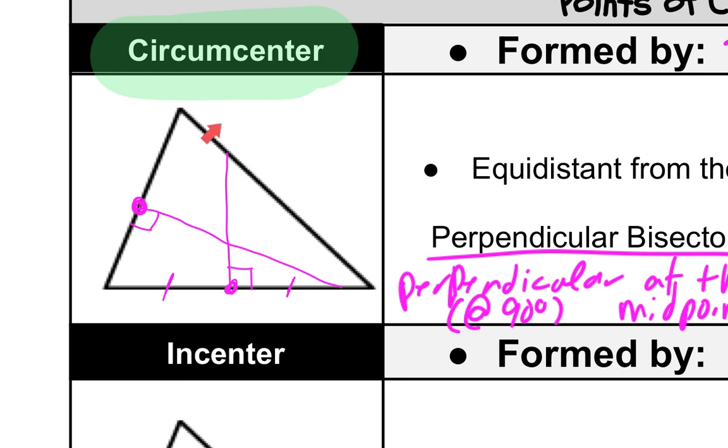So let's do this last side right here. Right in the middle is probably right about there. Then if we do a line perpendicular, it's going to go just like that. Just like we thought, it does go right through there. So that circumcenter is that point right over there. It's where three perpendicular bisectors meet.